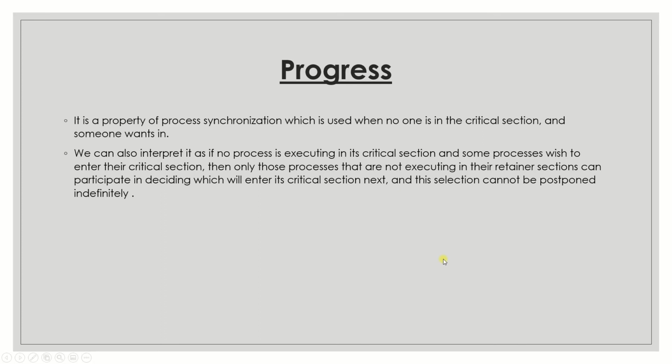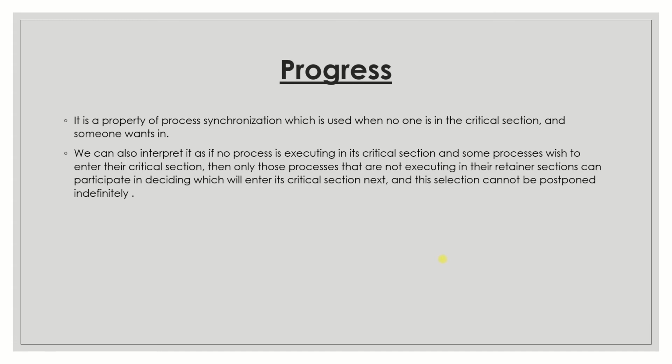So let's get to our second property. It's known as progress. It's a property of process synchronization which is used when no one is in the critical section and someone wants to get in. We can also interpret it as: if no process is executing in its critical section and some processes wish to enter their critical section, then only those processes that are not executing in their remainder section can participate in deciding which will enter the critical section next.